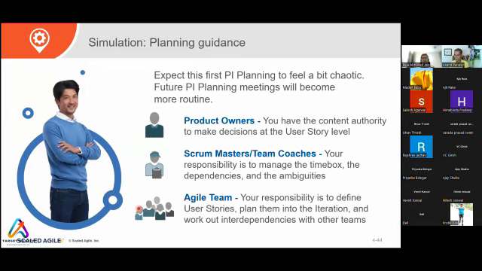The three main roles, product owners, Scrum Master, and Agile team, remain the same at the team level. There is no change to them. Product owners have the content authority. The Scrum Master is responsible for managing the time box, dependencies, and ambiguities. And the Agile team has the responsibility to define user stories, plan them into the iteration, and work out the interdependencies with other teams. All that should happen during the team breakouts.